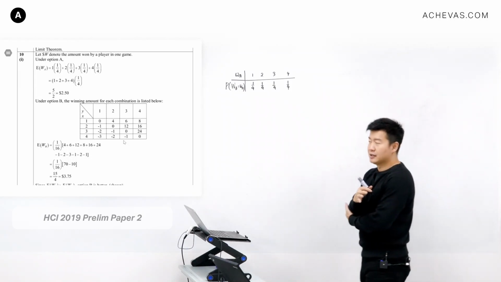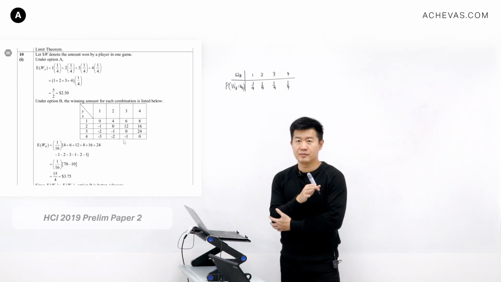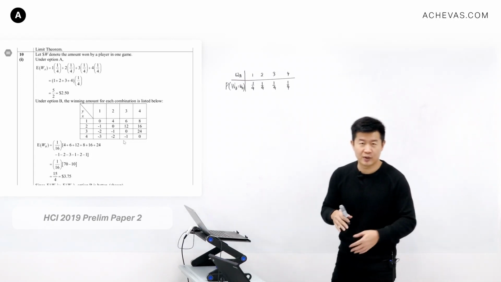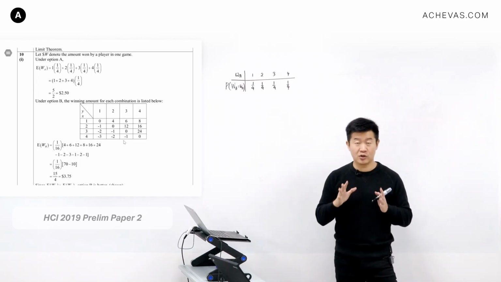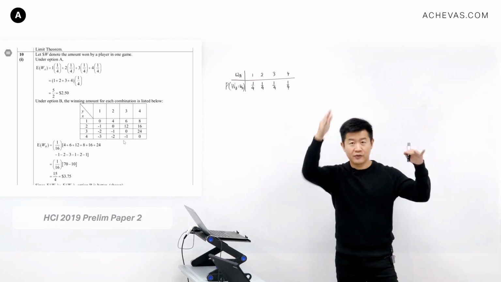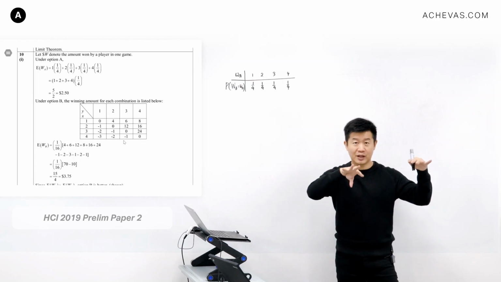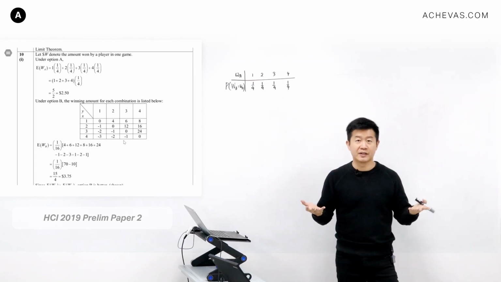Actually, I think we have done a question before previously where I show you the grid doesn't work. That is when you try to list down, for example, a non-fair dice. If it is a non-fair dice, can you list down the outcome? Yes. But the outcome doesn't have the same probability.